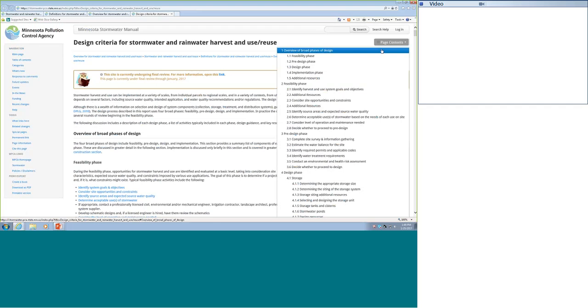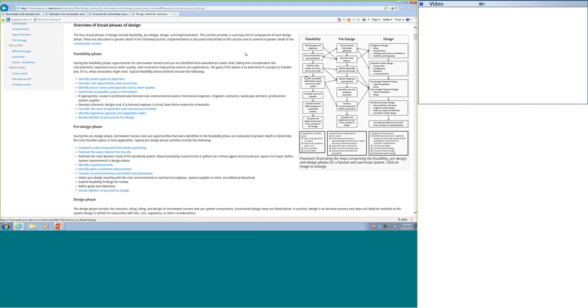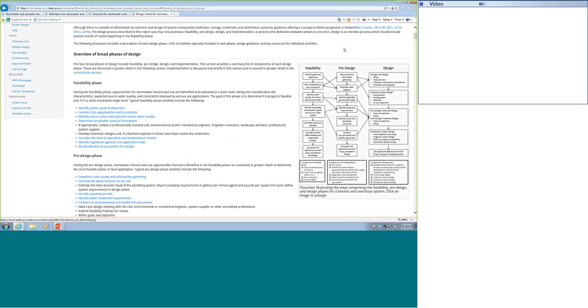This is a very iterative design process for stormwater harvesting use compared to some other BMPs. Later on in the manual, there'll be more detailed information about each of these phases. I'm not going to show you this detailed information, but I'll walk through this overview of some of those key steps. So if we're in this diagram, we have feasibility phase, pre-design, and design. And there's different things that we need to look at in each phase, and whether or not we can meet these needs depends on whether or not we can move forward in our design. So not every site is feasible to have a stormwater harvesting use system.